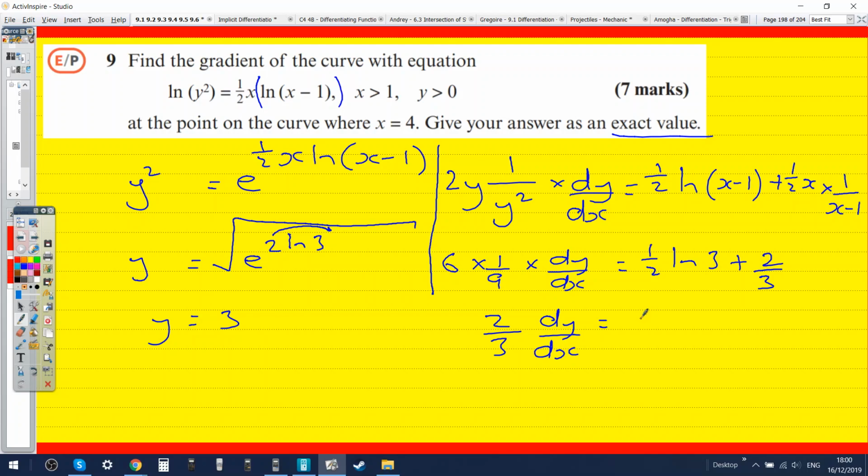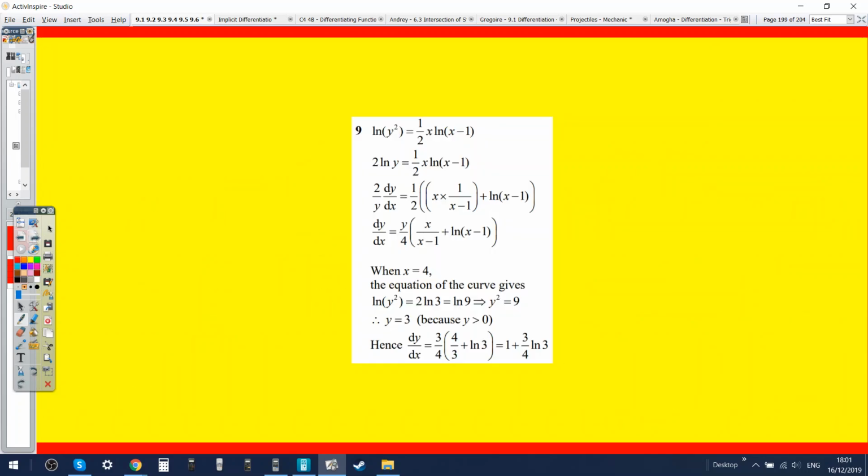So it's going to be a half ln 3 divided by 2 over 3, which is the same as times 3 over 2. Keep, change, flip. Plus the same for this one. What do you get there? Just divide the whole thing. You would have 3 ln 3 over 4 plus 1. I hope so. Plus 1 plus 3/4 ln 3.